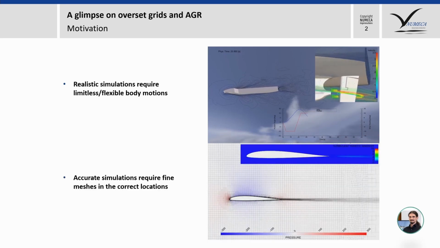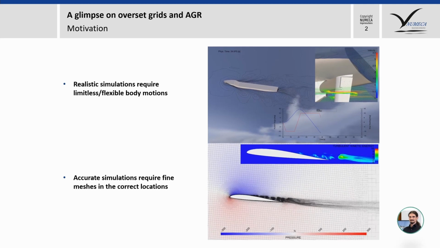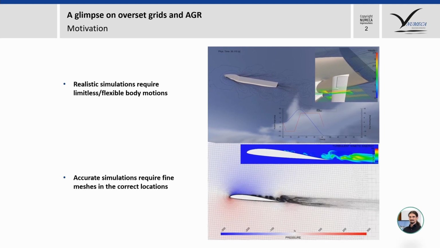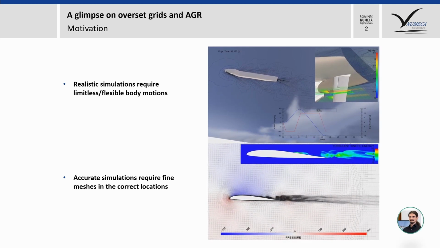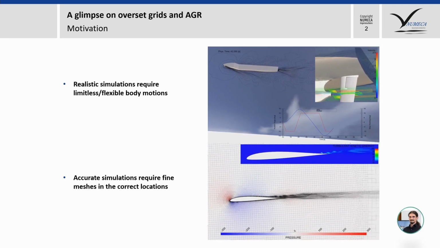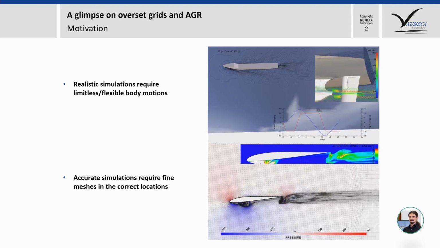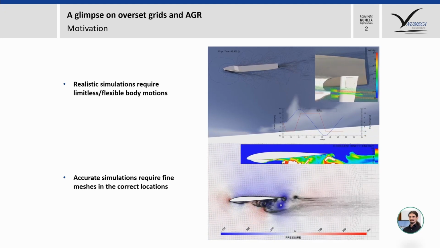When it comes to accuracy, in general in CFD you will want to have a fine mesh where you have relevant flow features or strong gradients. As an example here, we have a 2D airfoil simulation under various angles of attack, and we see the adaptive grid refinement triggering the creation of new mesh cells as the gradient changes.